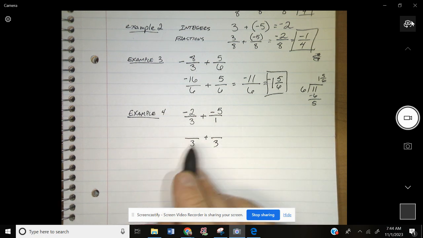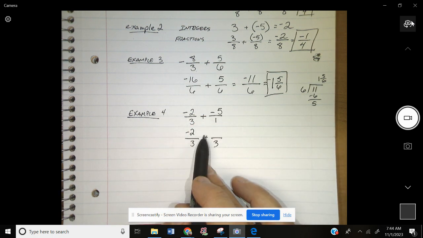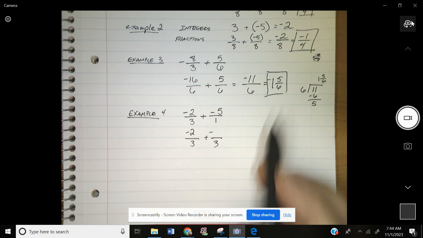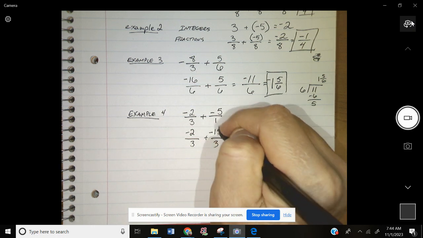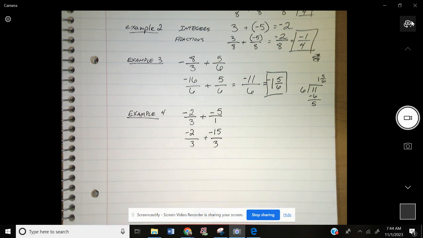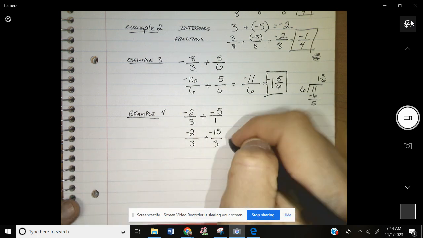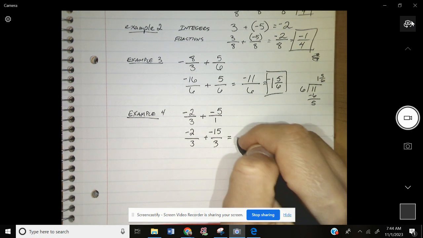So this stays the same. I'm going to keep that into an addition. It's still going to be negative, except instead of 5 over 1, I'm going to make that 15 over 3. I took that times 3. I've got to take that times 3. Look at all these things that we've been working on, that you are building these skills. We know that the denominator stays the same.